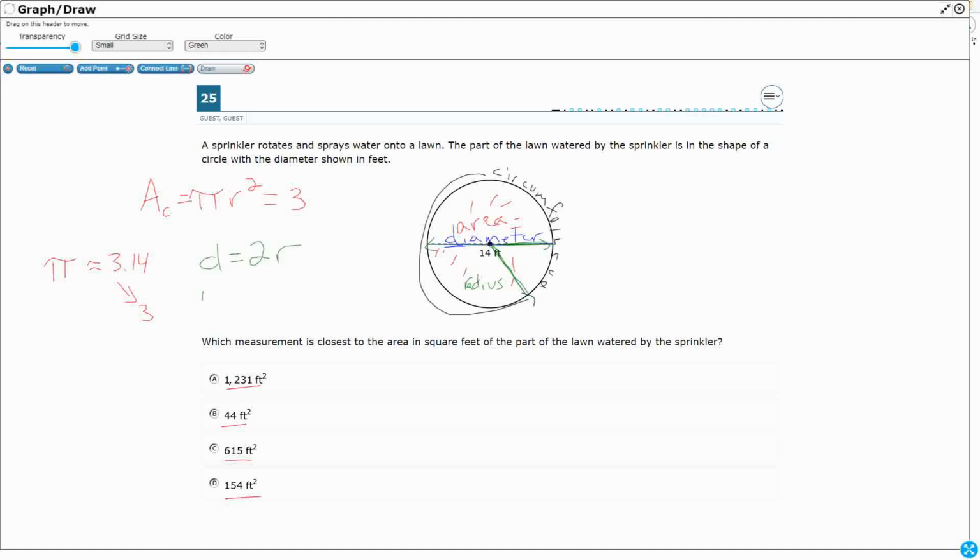So if my diameter is 14, that's double the radius, which means I can say my radius is going to equal 7, because 7 and 7 make 14. So I've got my numbers now. So area equals pi, which is 3, times 7 squared. 7 squared is 49, and 3 times 49. If I even want to estimate that, 49 is about 50. So 3 times 50 is going to be about 150.